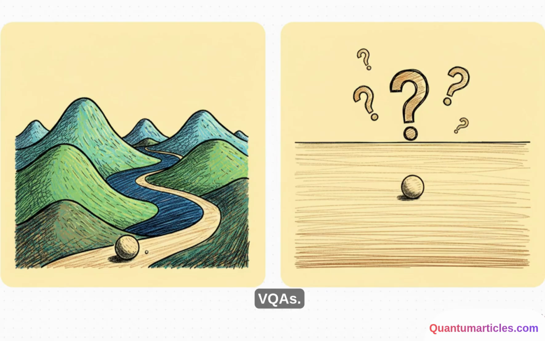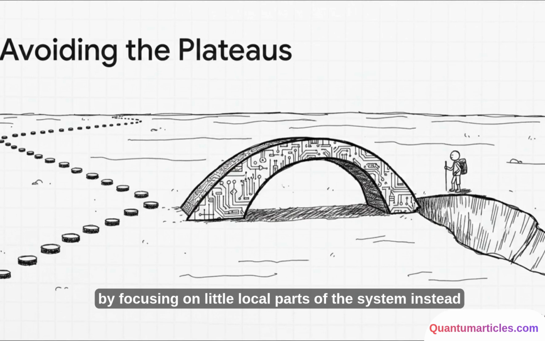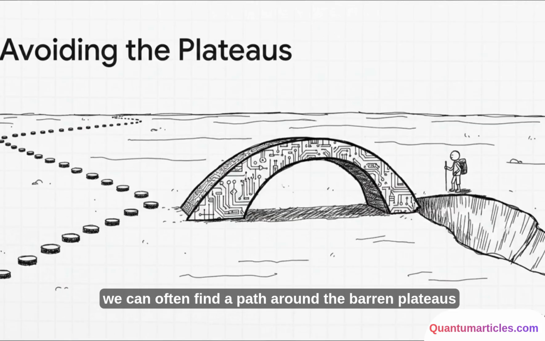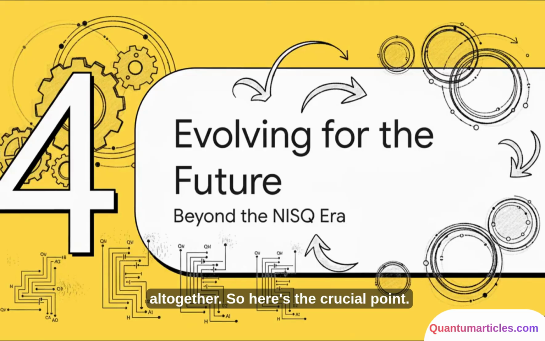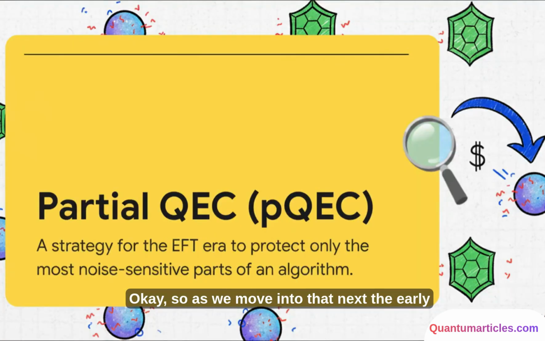for scaling up VQAs. But the good news is researchers are finding some seriously clever ways to avoid these quantum deserts. By designing the problem differently, by focusing on little local parts of the system instead of the whole shebang at once, and just by being smarter about where we start our hike, we can often find a path around the barren plateaus altogether. So here's the crucial point. The VQA isn't just some temporary trick for the noisy era we're in now. No, it's an idea that is actually evolving to stay relevant as our quantum hardware gets better and better.